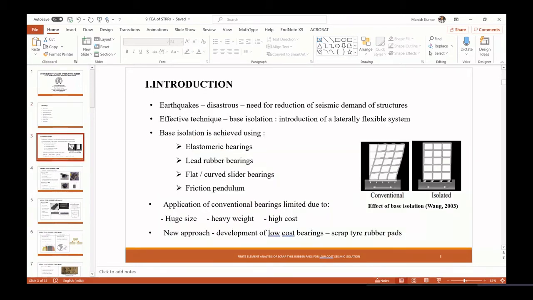I'm not going to go much into the concept of it. What is shown here is a difference between conventional and isolated building structure, which I have already explained in my previous lectures.